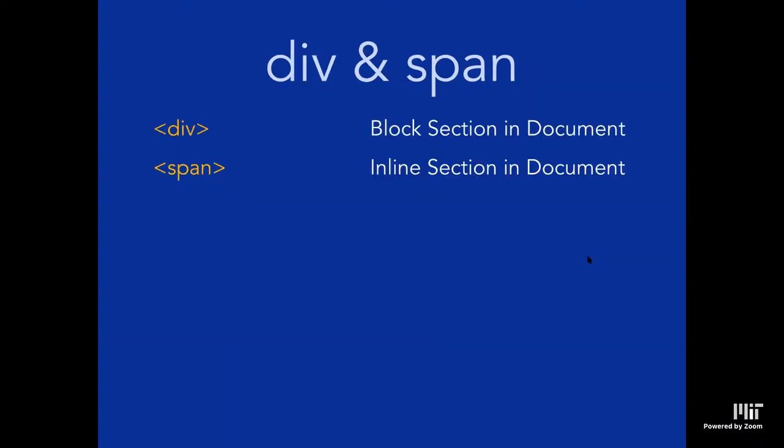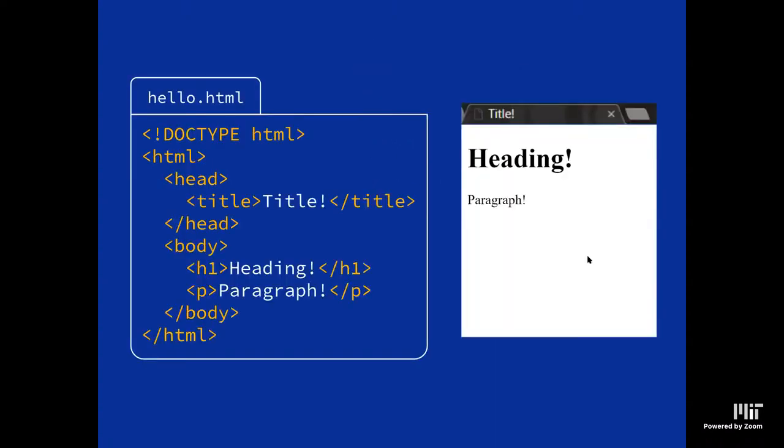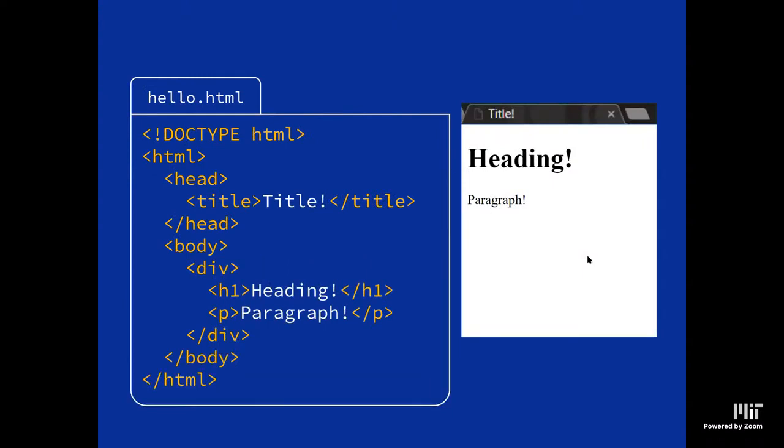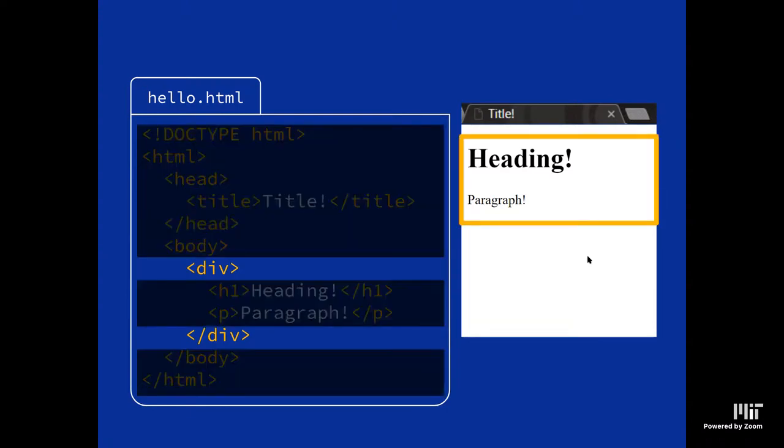Okay. And then next, we have div and span, which I briefly mentioned before. These don't really have much of a meaning, but you guys will probably use this a lot. So a div is a block section in the document, and a span is your inline section. And what that means is, well, we'll see an example. Okay, so if we put our two headings and paragraph into our div, we see that nothing changes. Great. But it means that they are in a nested box.